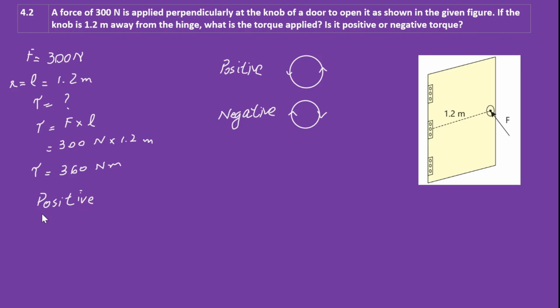If I repeat this question, what we have done, the force was 300 Newton and the moment arm was 1.2 meter. We had to calculate torque. Formula for torque is F into L. By putting the values and simplifying this, we got that the torque was 360 Newton meter and it was in positive direction.